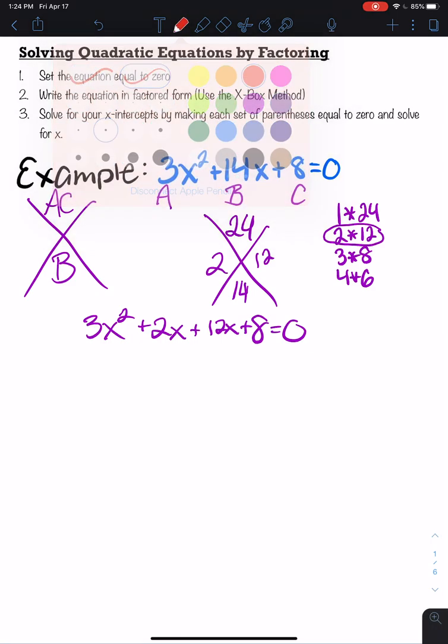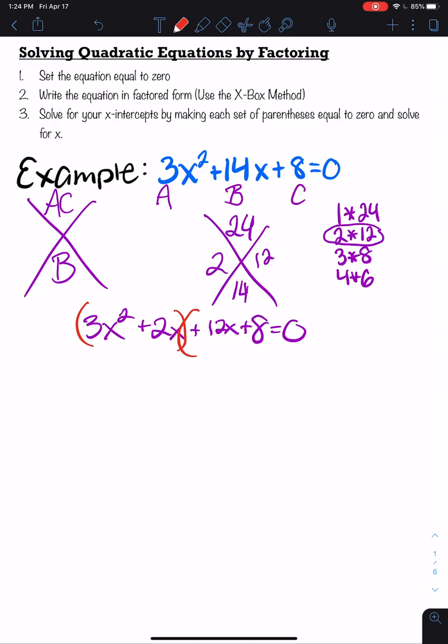Next, I'm going to group my first two terms and my last two terms, and I'm looking for the greatest common factor that I can factor out from both sets of parentheses. What I mean by that is if you look at the first set, I can factor out x from both 3x squared and 2x. Now I can only divide 3 and 2 by 1, so I could put a 1 here, although it's not necessary. As for 12x and 8, I can't factor out an x because 8 does not have an x value. However, I can factor out 4 because 12x and 8 are both divisible by 4.